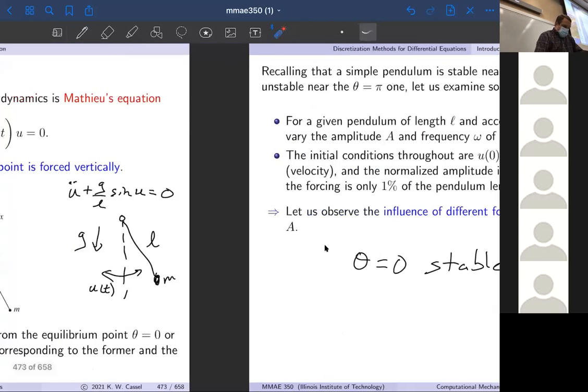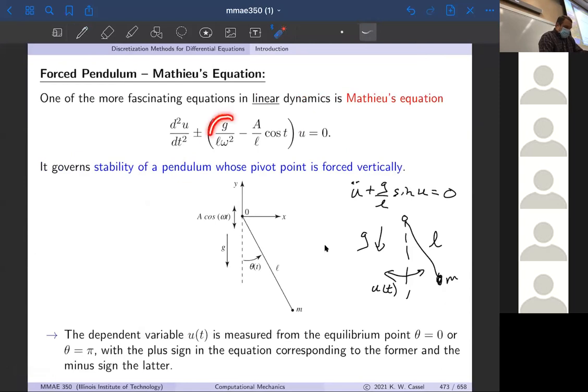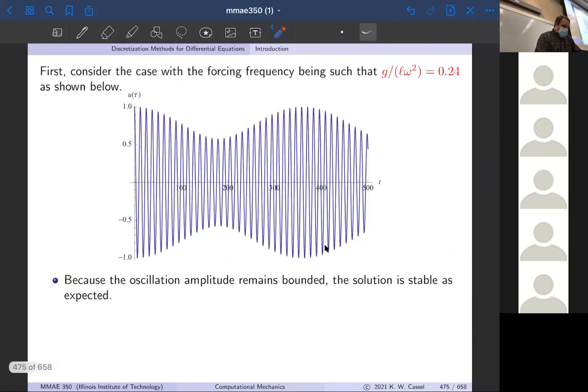All right, so you'll notice there's two terms here. There's a g over L omega squared, so that has to do with the frequency, it has the omega in it. We're going to keep this on the same planet, so g is a constant, we'll keep L constant, it's just the same pendulum. And I'm just going to look at different A's and omegas, different amplitudes and frequencies of vibration. So this term has to do with the frequency of vibration, and this term has to do with the amplitude of the vibration. All right, so let's take a look-see. This is a case where g over L omega squared, that first coefficient, is 0.24.